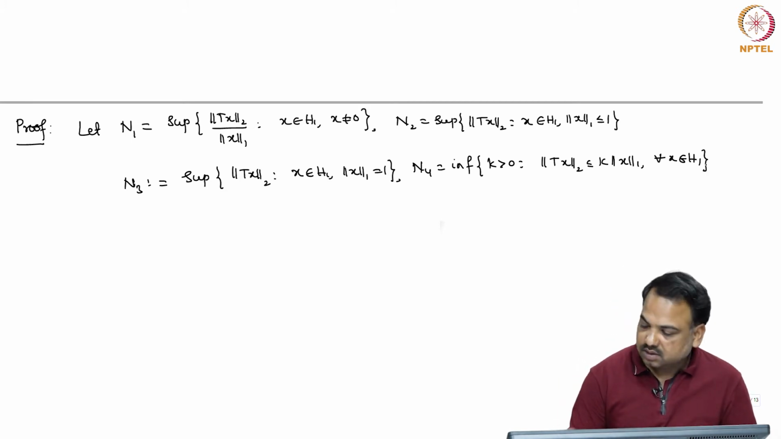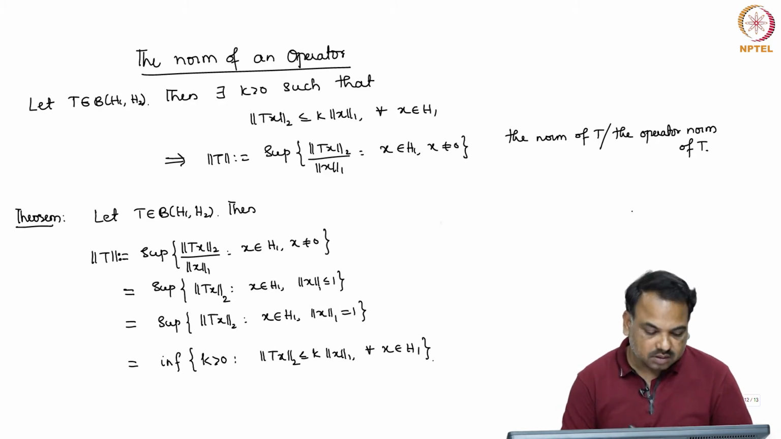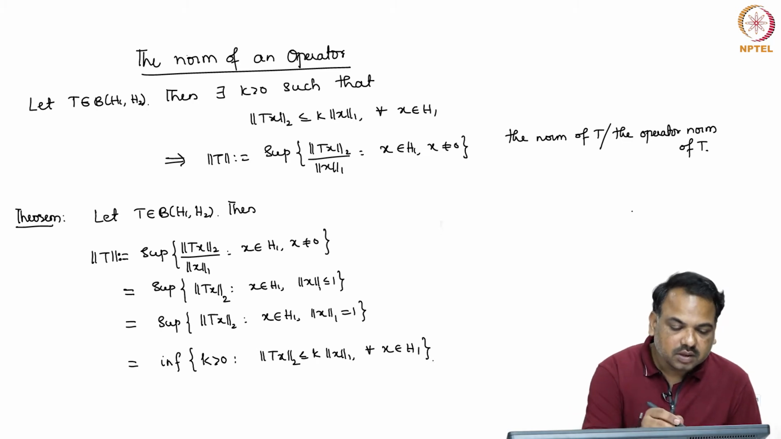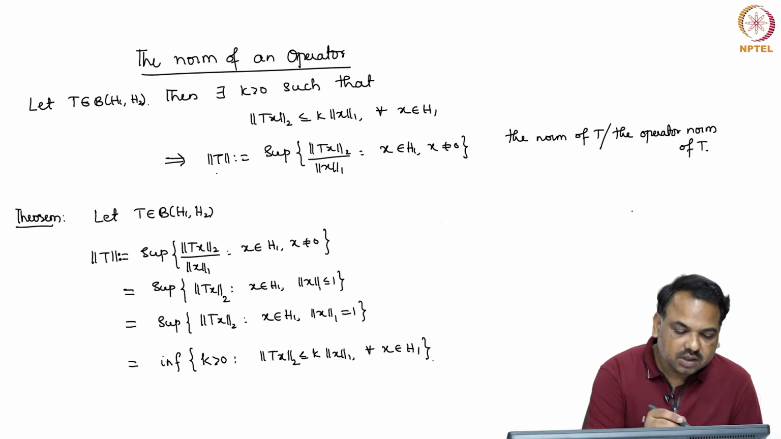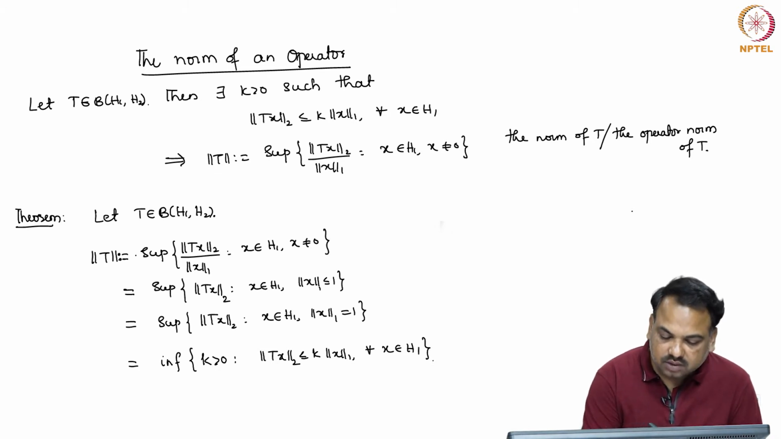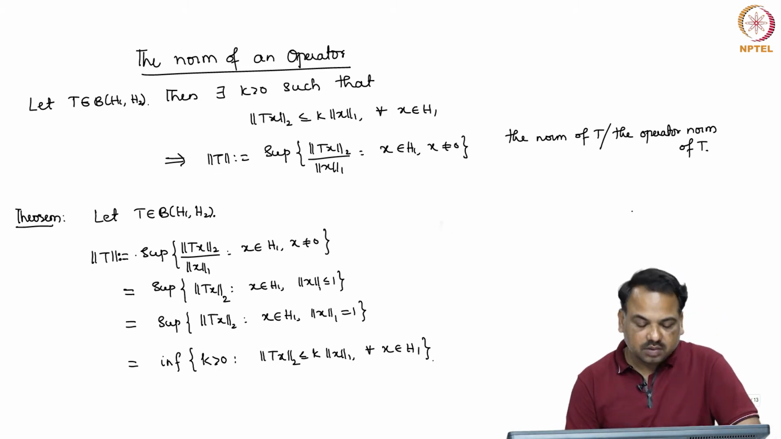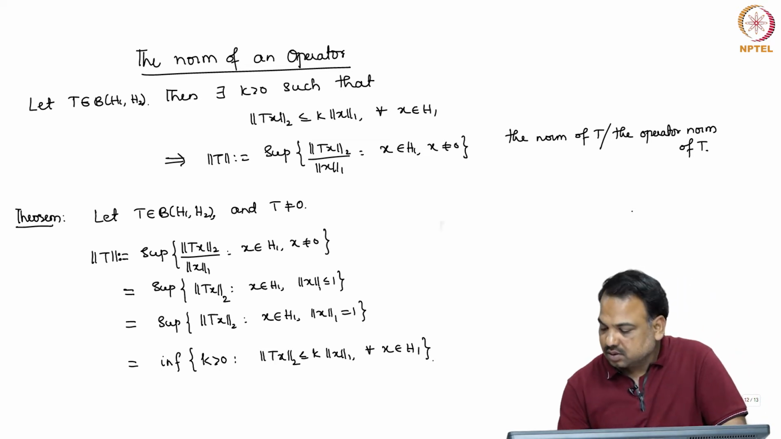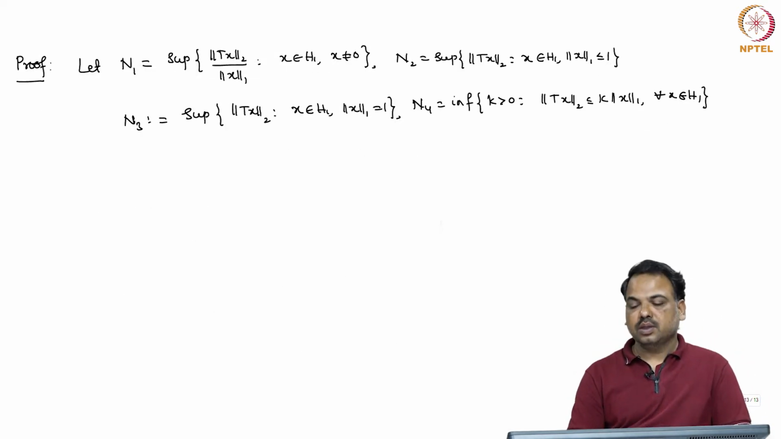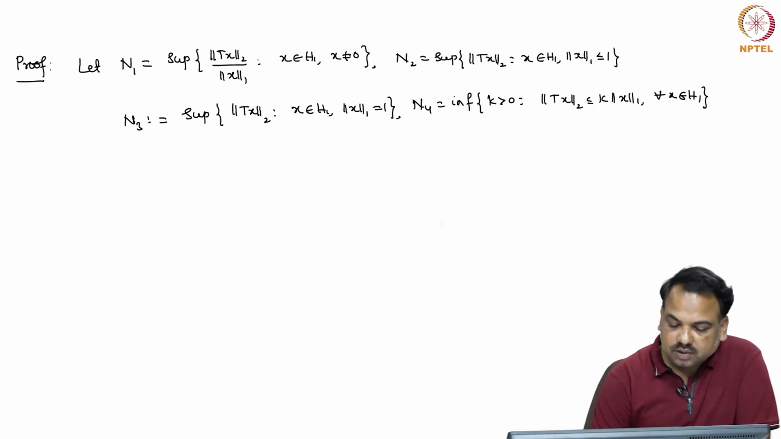When we start looking at the statement, we have to look at T to be non-zero, because when T is 0, we can easily show that norm T is automatically 0. That is very clear, so take T not equal to 0. Okay. So let us try to look at the proof of this.